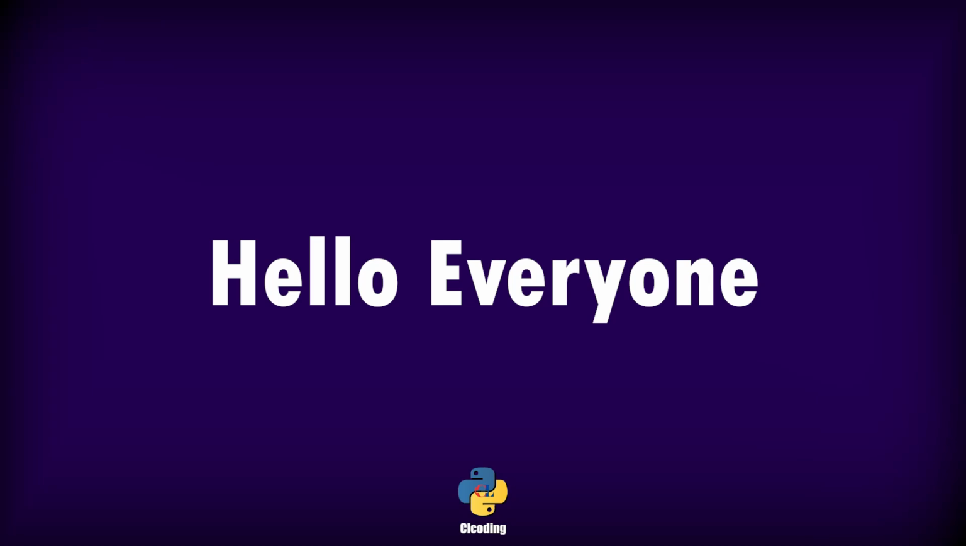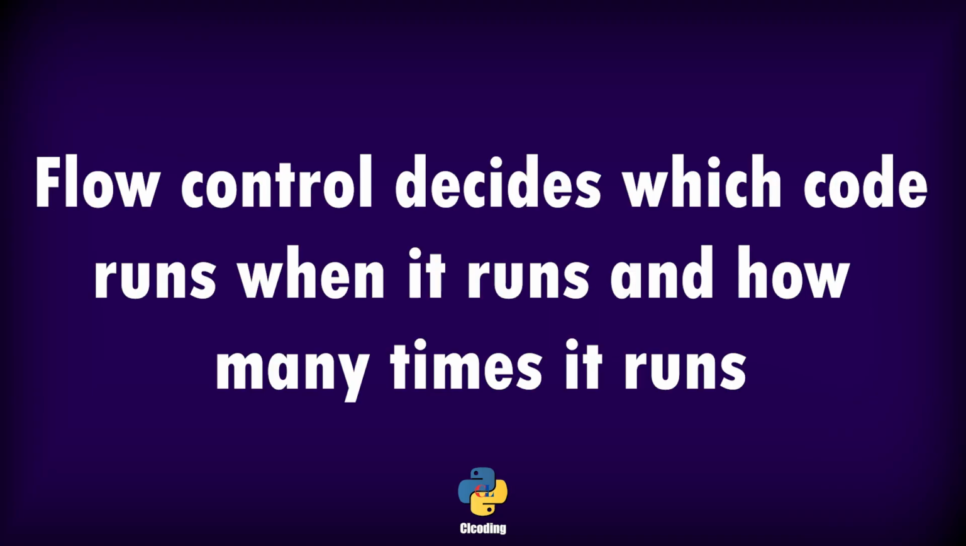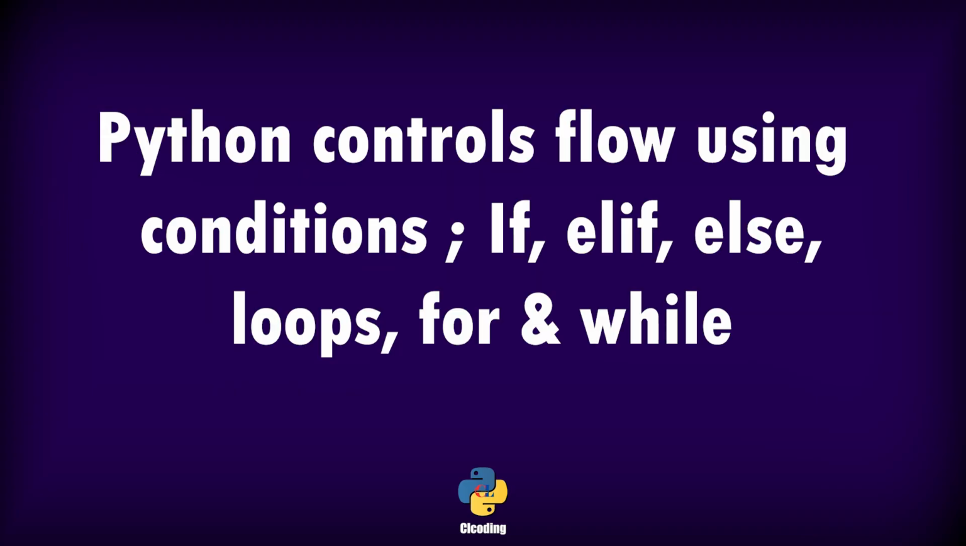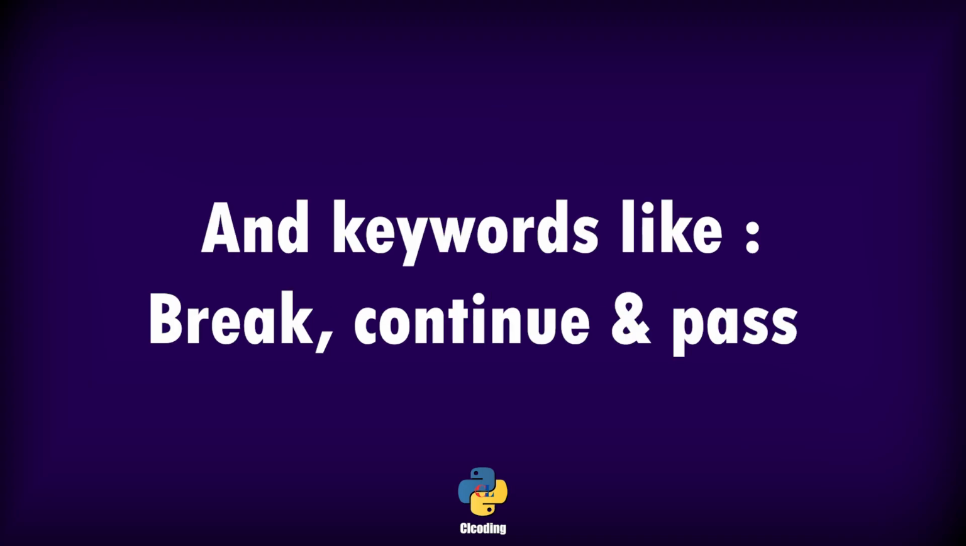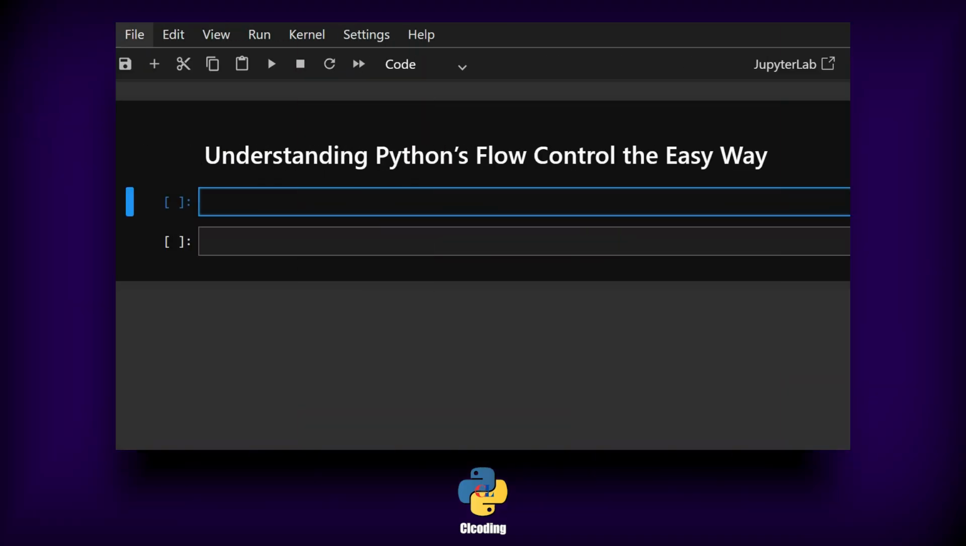So today's video is about understanding Python's flow control in an easy way. Flow control decides which code runs, when it runs, and how many times it runs. Python controls flow using conditions: if, elif, else; loops: for and while; and keywords like break, continue, and pass. Think of flow control as traffic rules for your code. So let's understand this with some examples.